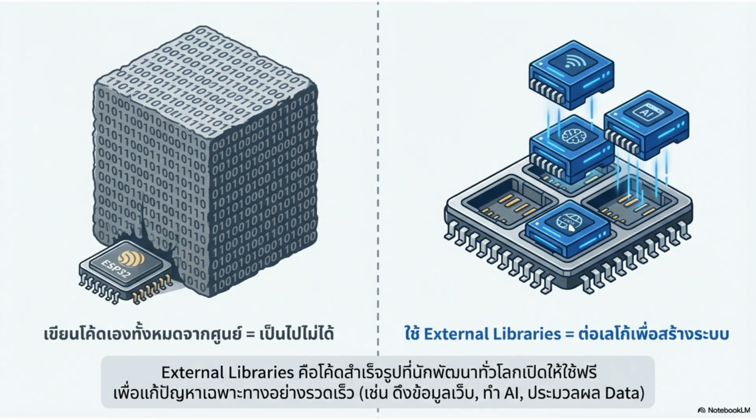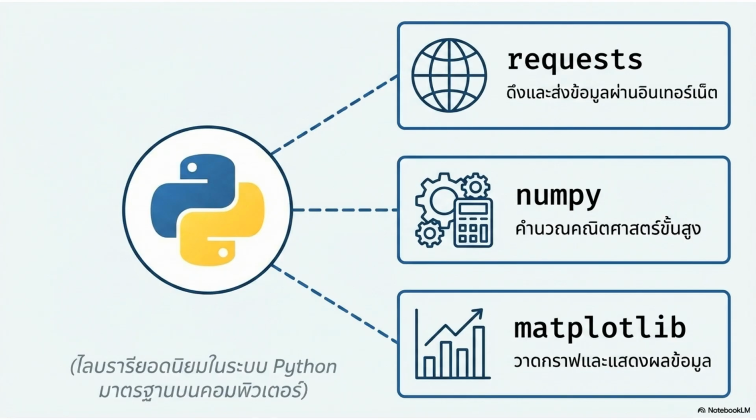External libraries are free, ready-made code developed worldwide to quickly solve specific problems, such as accessing data, AI, and data processing. External libraries are essential. For example, popular Python libraries include requests for fetching and sending data over the internet, NumPy for advanced mathematical calculations, and Matplotlib for plotting and data visualization.